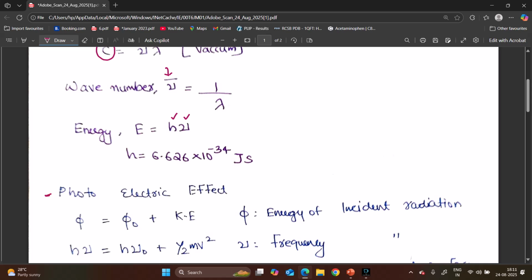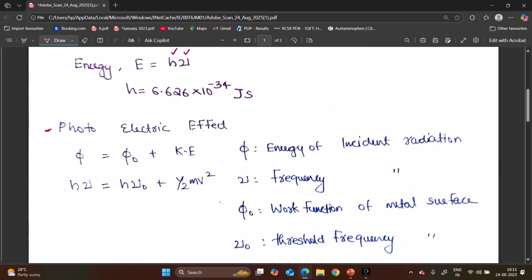Another important aspect we will be discussing in this chapter is the photoelectric effect. If electromagnetic radiation strikes a metal surface, then by utilizing the energy of that incident radiation, an electron will be ejected out. By connecting all these things, we have an equation called the photoelectric equation: phi is equal to phi naught plus Ke. Phi is the energy of the incident radiation. Phi naught is the work function of the metal surface. Ke is the kinetic energy. That means the energy of the radiation is utilized as the work function of the metal surface as well as the kinetic energy of the ejected photoelectron.